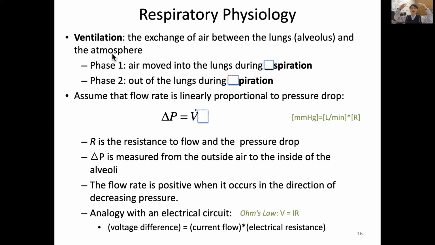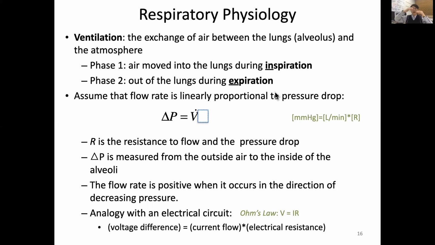First, air has to move into our lungs by inspiration. And then after this, we have to expire by moving the air out of the lungs during expiration. So let's assume the flow rate is linearly proportional to pressure drop.